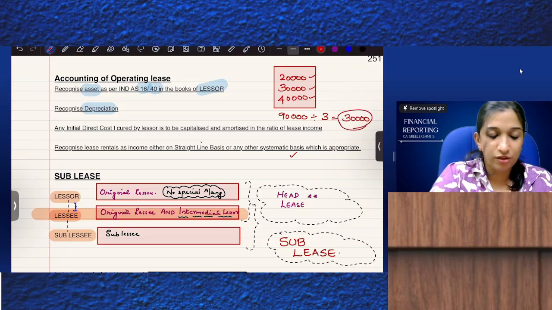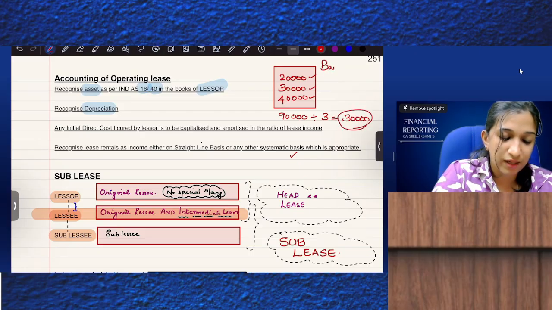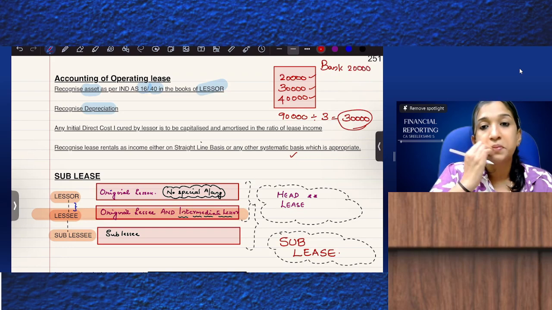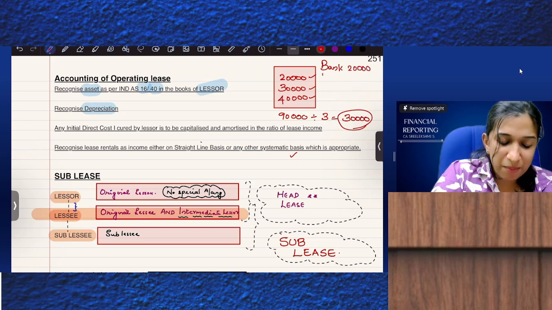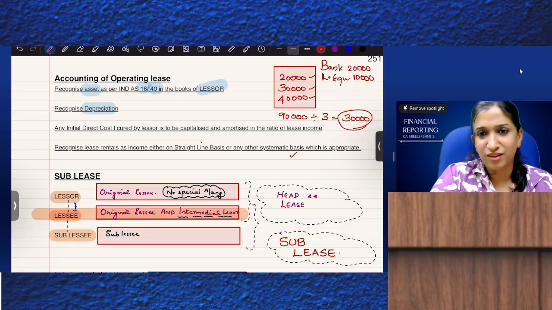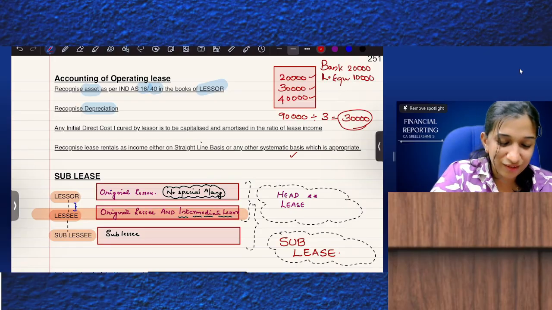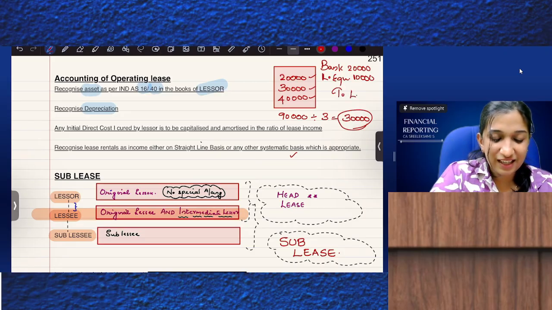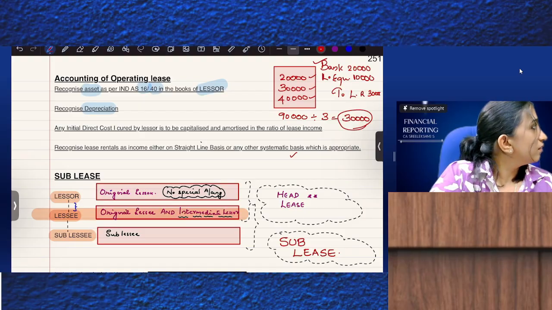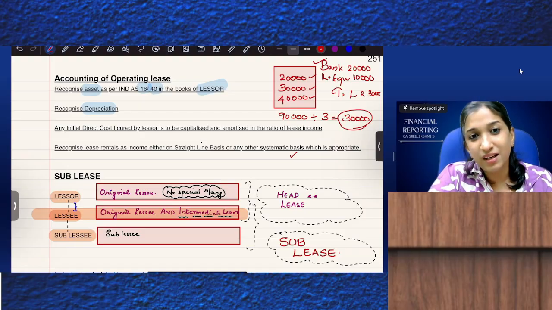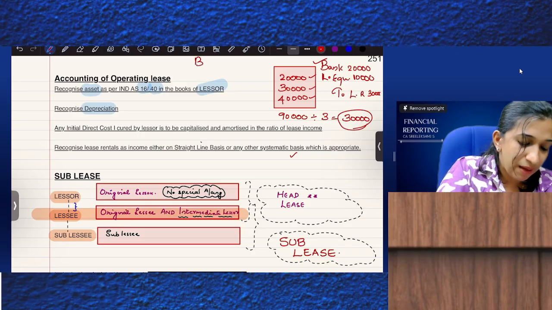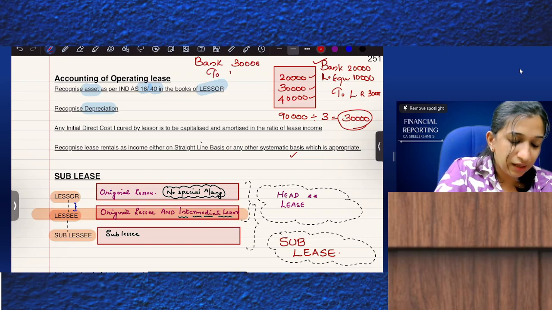What will be the journal entry to be passed? Bank account debit 20,000. Then, do you remember something called lease equalization account, 10,000? Lease equalization account to lease rental 30,000. The amount to be charged to P&L is 30,000, straight line. Next year the entry will be bank account debit 30,000 to lease rental 30,000.